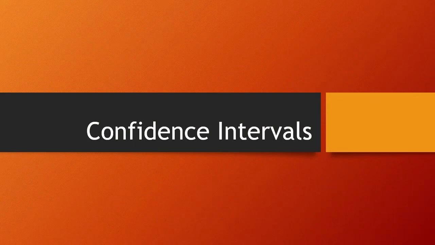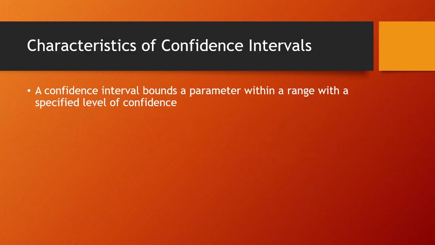There are two primary methods of inference. The first of these is a hypothesis test. The second is a confidence interval. We're going to look at confidence intervals in this video. A confidence interval bounds a parameter within a range with a specified level of confidence.